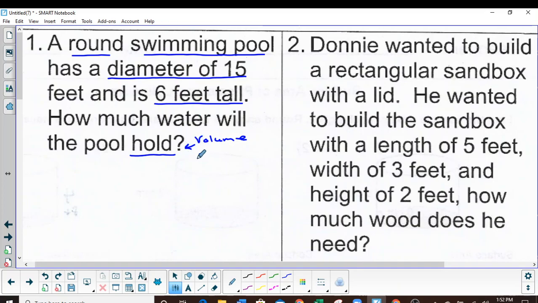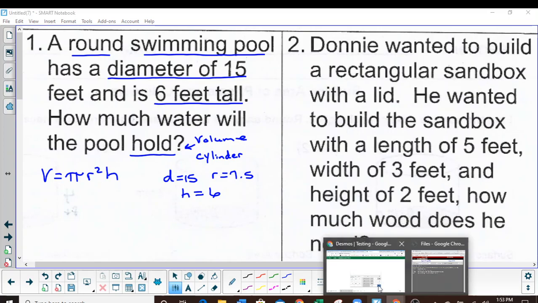And up top, it pretty much gave it away that a round swimming pool is going to be a cylinder. Okay, cool. Well, here's what we have. The first thing that I would do is try to find the formula. Volume equals pi r squared h. Okay, and we'll use Desmos to solve this. Let's just figure out what our r and our h is. If we have a diameter of 15, we know that radius is going to be half of that, which is 7.5. And then we know our h is equal to 6, because it says 6 feet tall.